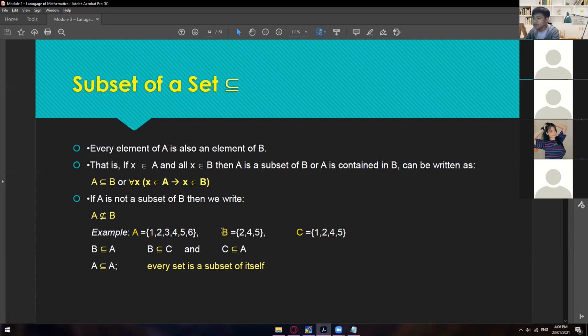Okay. So here are the other examples wherein we have three sets. So set A is 1, 2, 3, 4, 5, 6, and then set B is 2, 4, 5, and then set C is 1, 2, 4, 5. So here are the possible ways to answer such sets. So B is a subset of A. Why? Because 2, 4, 5 can be found on set A. Next, B is a subset of C. Why? Because 2, 4, 5 can also be found on set C, which is 1, 2, 4, 5.